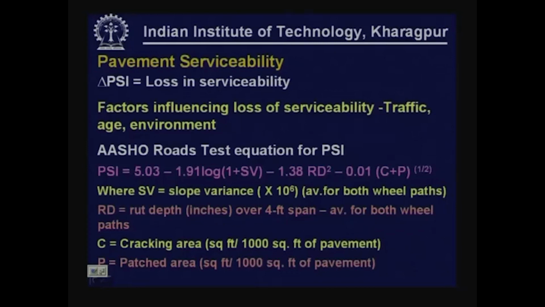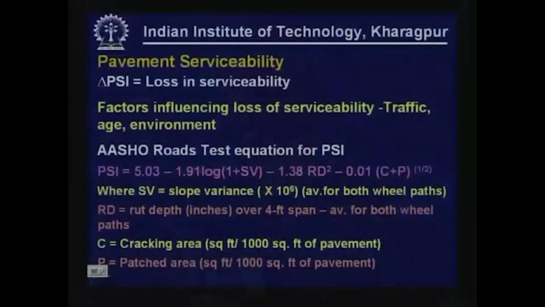Factors influencing loss of serviceability. Why does the road lose serviceability? Obviously, because of repeated application of traffic loads, because of aging, because of environmental conditions, the pavement layers may be saturated, there may be high temperatures leading to low strength of bituminous layers. So, the climatic factors and traffic parameters are the main influencing factors that lead to the change in serviceability.